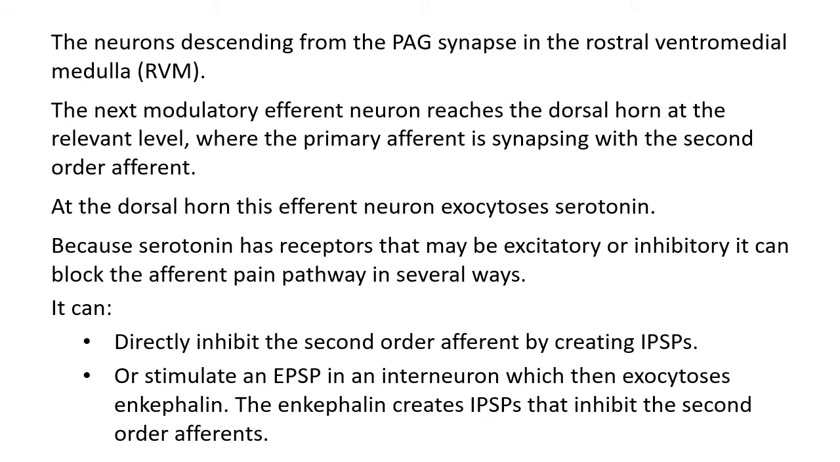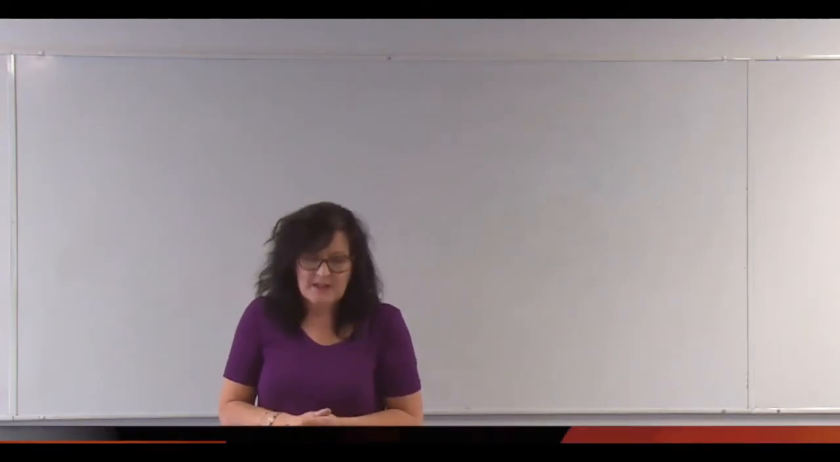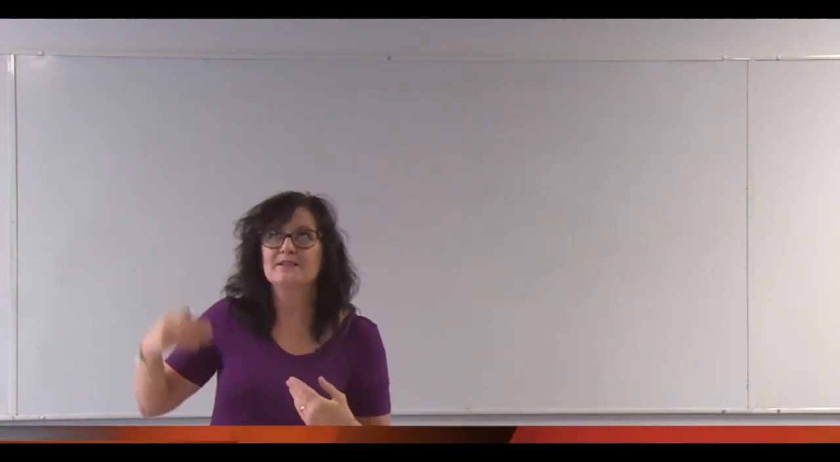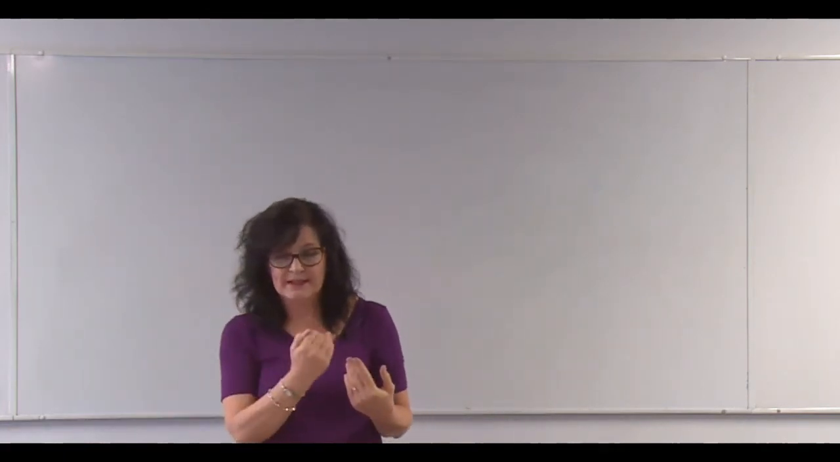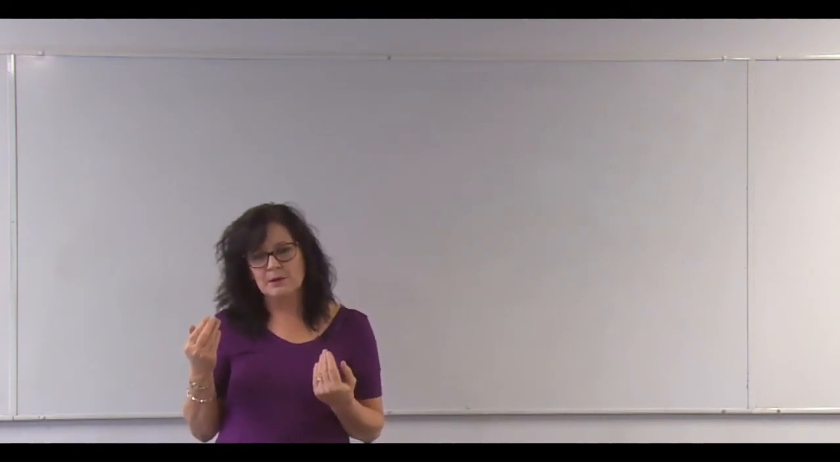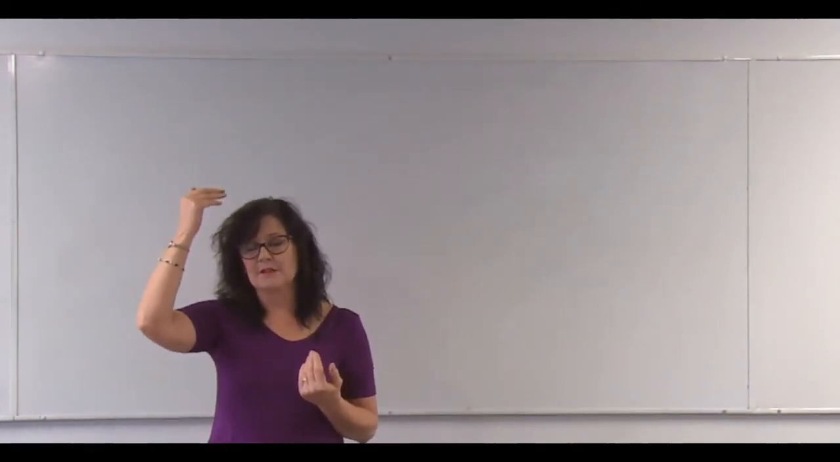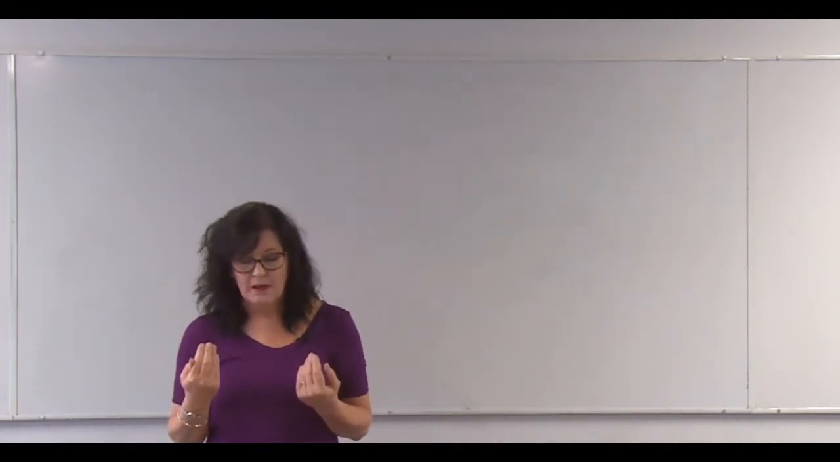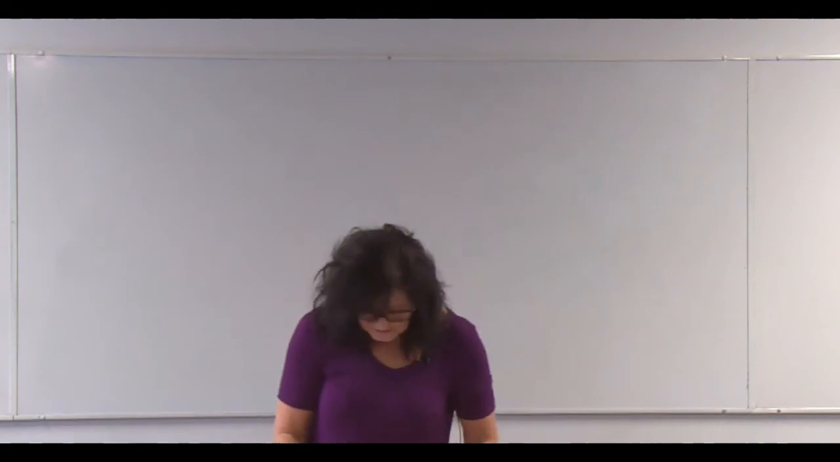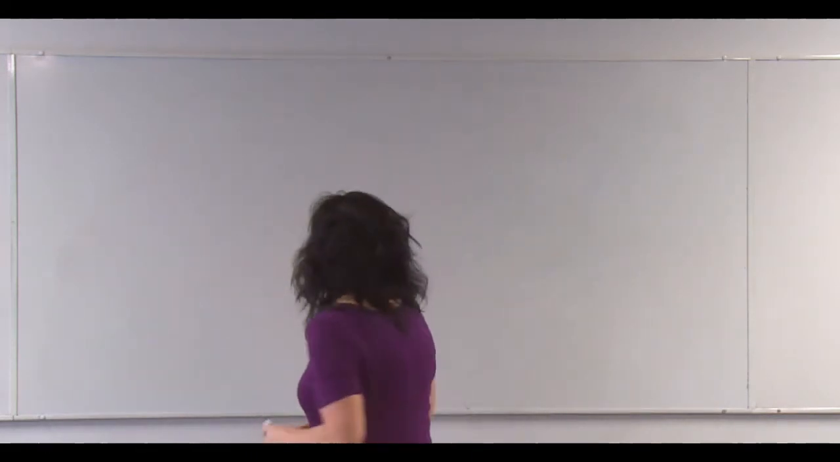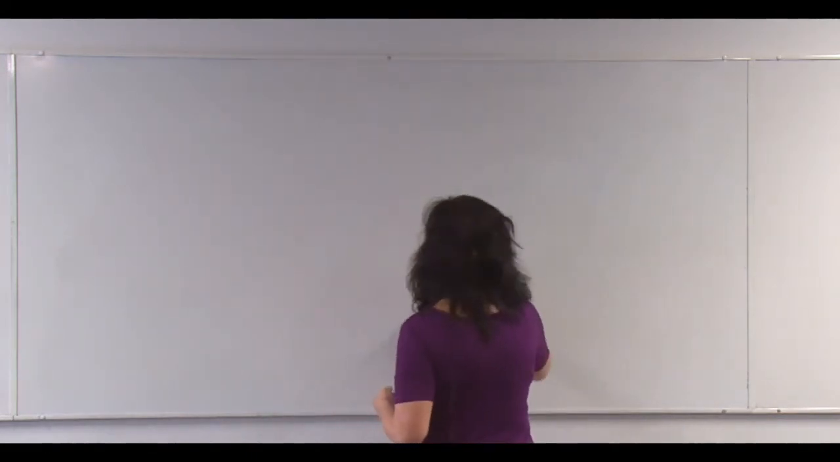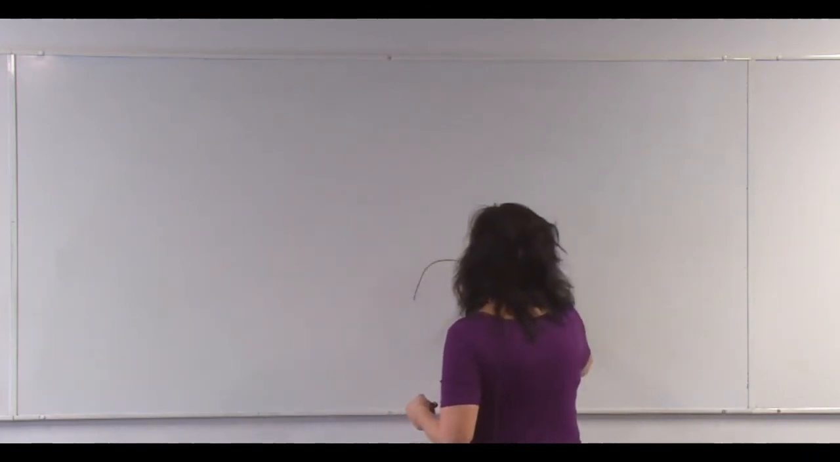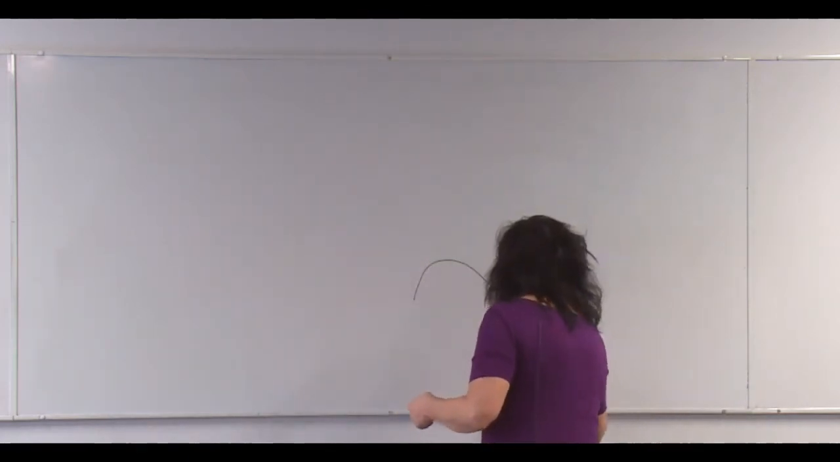Let's look at all of that on the whiteboard. Okay, so we're going to talk now about descending modulation. We've talked about gate control. This one is all about modulation that is coming down an efferent pathway from the cortex and the limbic center. So, okay, if we look at, first of all, our incoming afferent pathway. I need to leave a bit of room for my modulatory pathway.